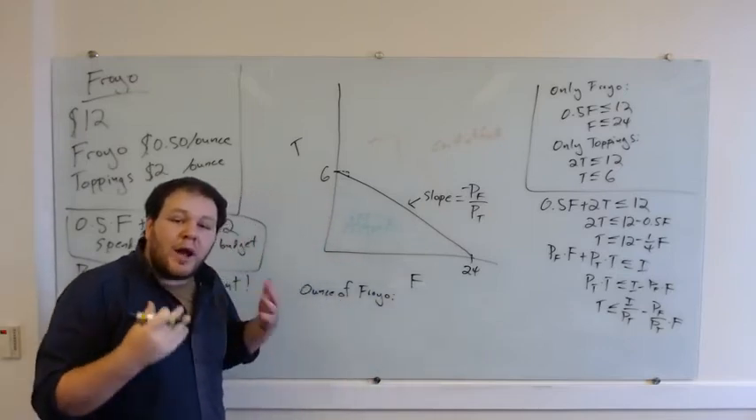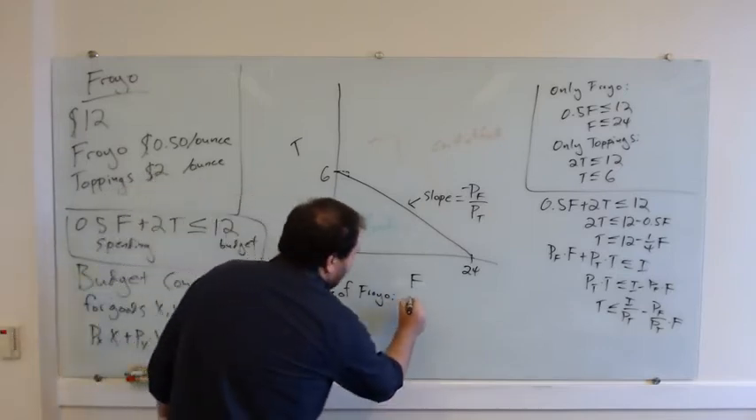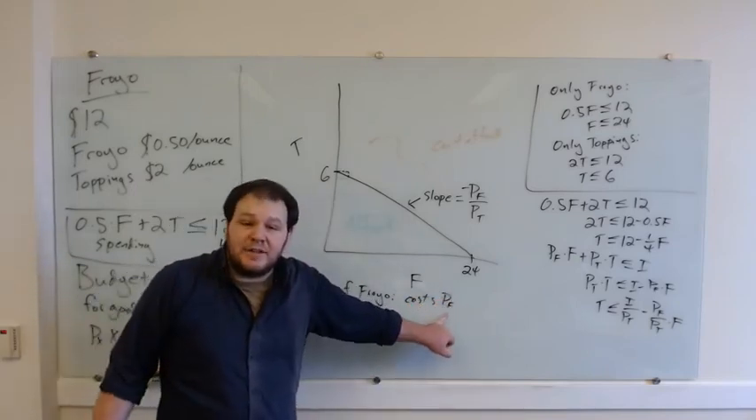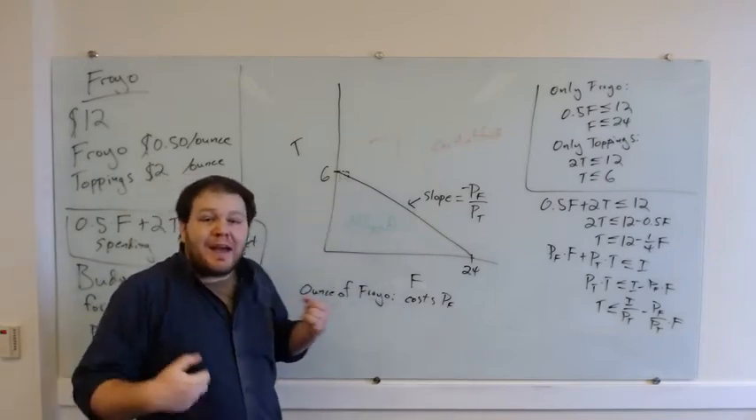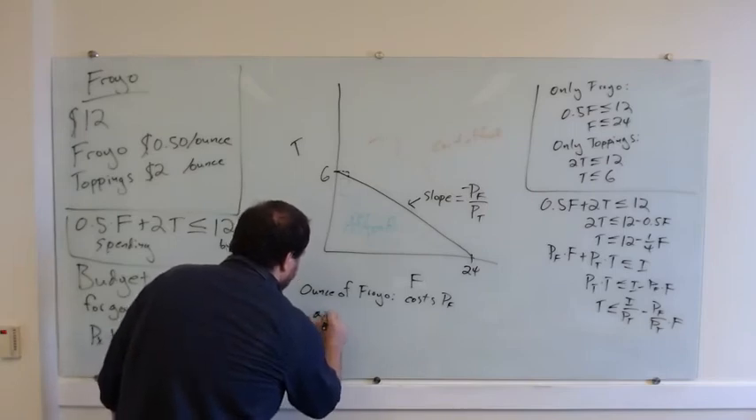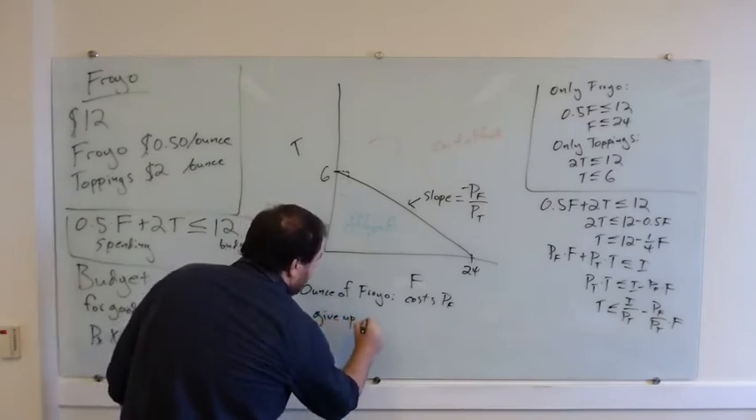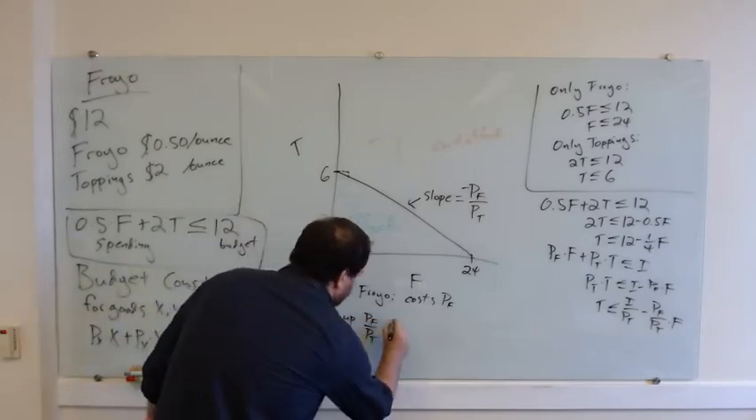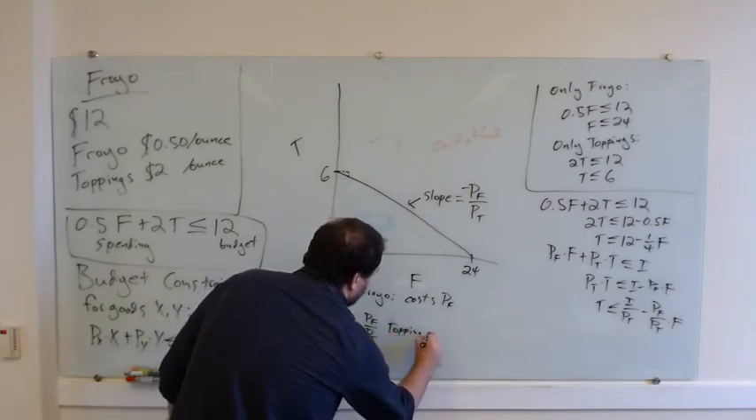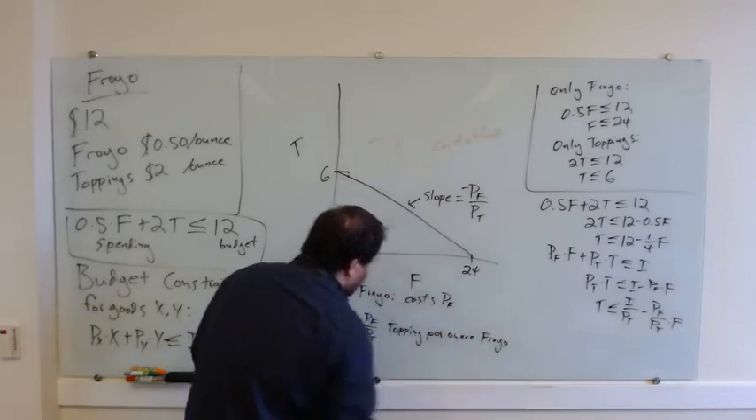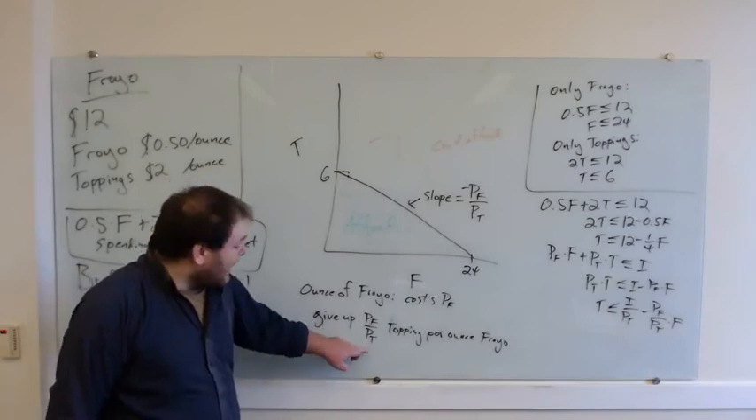Well, an ounce of froyo costs 50 cents, right? It costs PF. So we need to get 50 cents, or PF, through giving up froyo. How much froyo do you have to give up to get PF? You have to give up PF over PT, froyo, or topping, per ounce of froyo, right? By giving up an ounce of topping, you get PT.